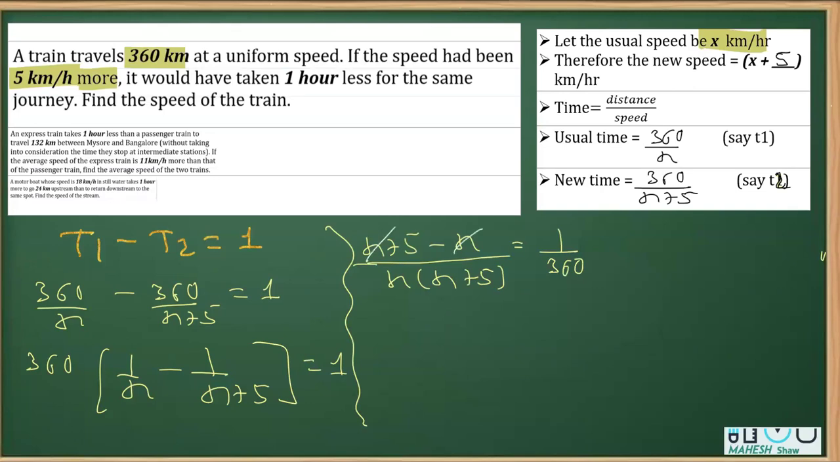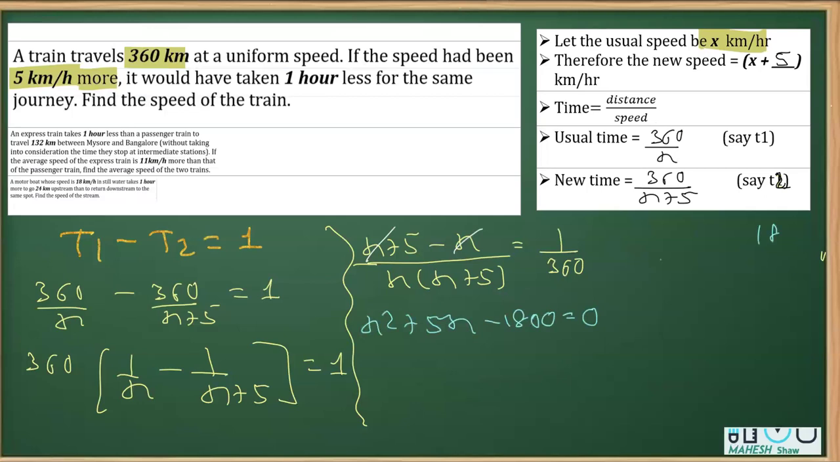Now I'll do cross multiplication. So x squared plus 5x multiplied by 1 will give you x squared plus 5x. And 5 multiplied by 360 is 1800 on the right-hand side. I'll write minus 1800 on the left-hand side equals 0. Now we have obtained this quadratic equation. Once we have obtained this, now we have to factorize it.